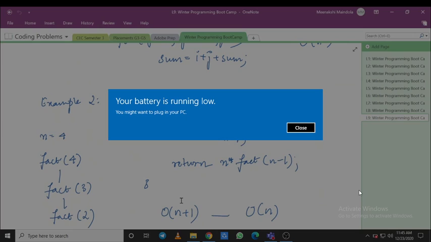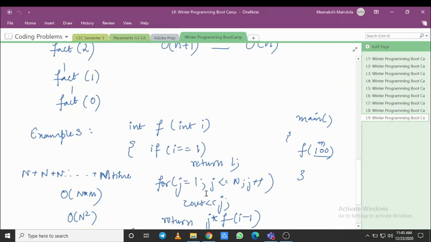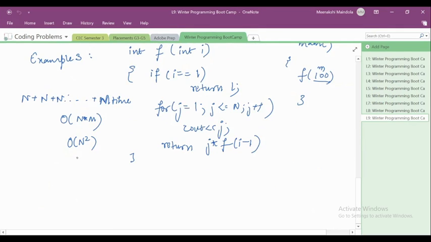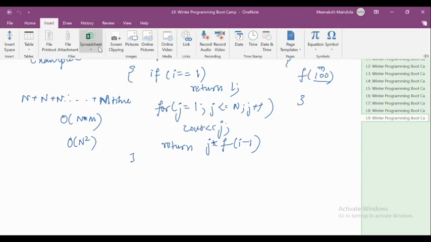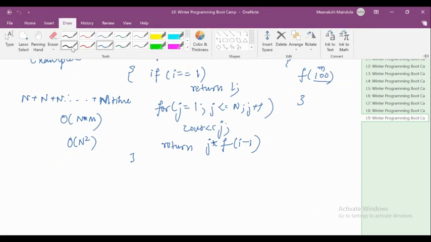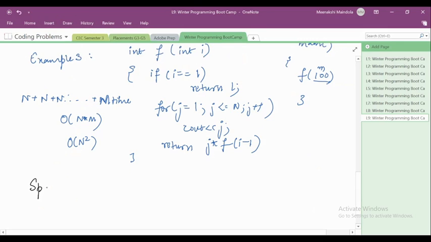Order of 1. Okay, order of n. Okay, so let us resolve this. Some of you are saying that it is going to be order of 1, and some of you are saying that it is going to be order of n. So let us understand that. Whenever we consider space complexity, what all things come under space complexity?